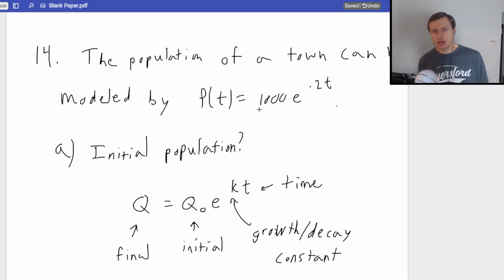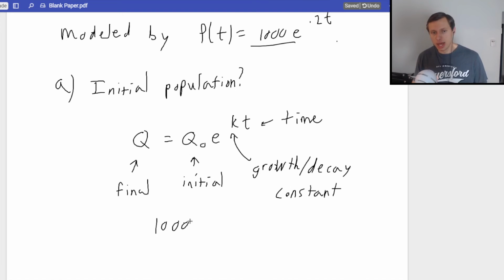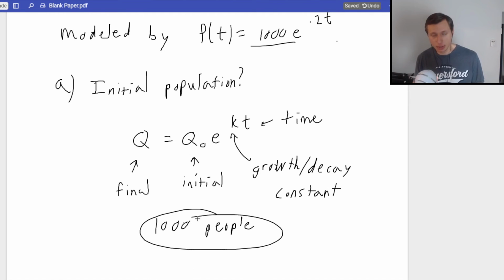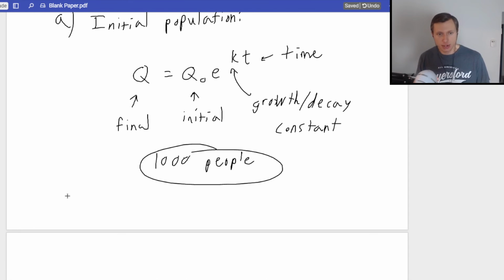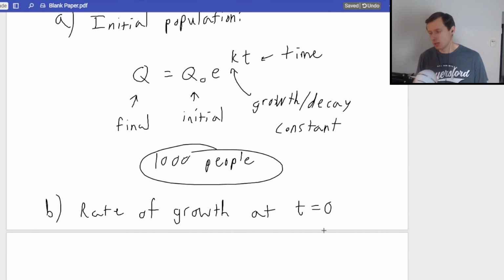So as you can see here, 1000, which is in the position of Q naught, is my initial. So my initial population, 1000 people. And we're done. No math involved. Just understanding the equation. Okay, let's say part B. Part B, I want to know what is the rate of growth of this population at t equals 0.